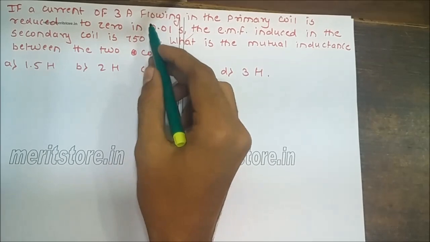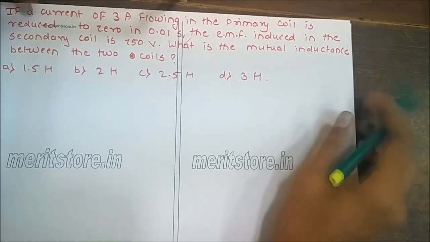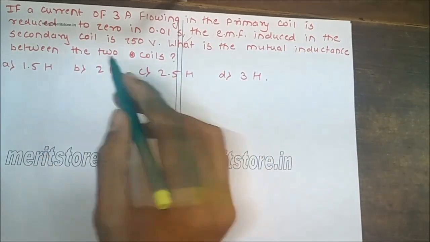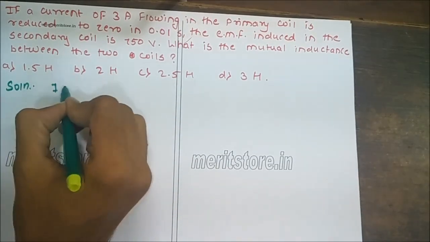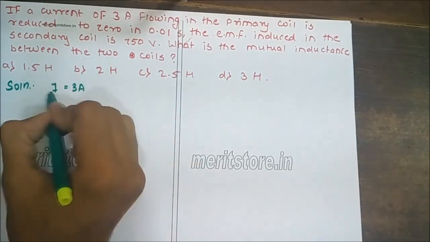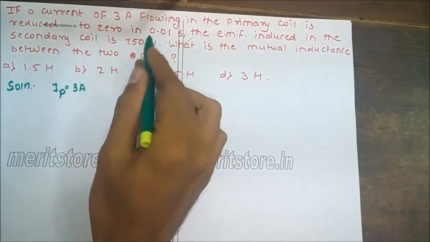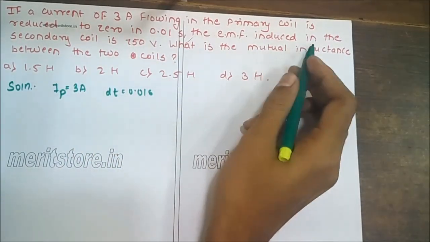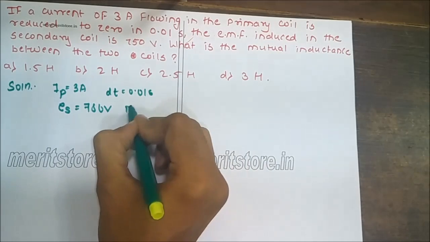If a current of 3 amperes flowing in the primary coil is reduced to 0 in 0.01 seconds, the EMF induced in the secondary coil is 750 volts. What is the mutual inductance between the two coils? 1.5 Henry, 2 Henrys, 2.5 Henrys, or 3 Henrys. Okay, so we have a current I of 3 amperes flowing through the primary coil, and it is reduced to 0 in 0.01 seconds. So the change in time dt will be 0.01 seconds, and the EMF induced in the secondary coil ES is 750 volts. So we need to find the mutual inductance M.